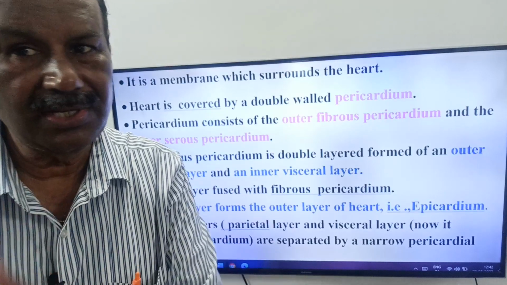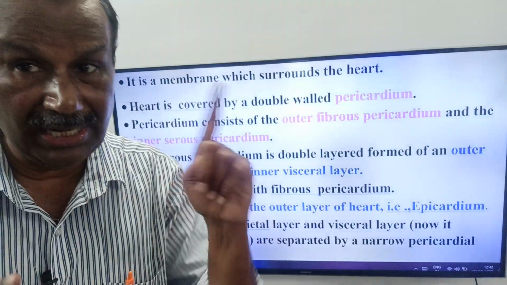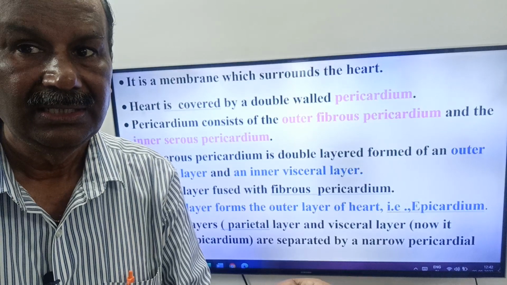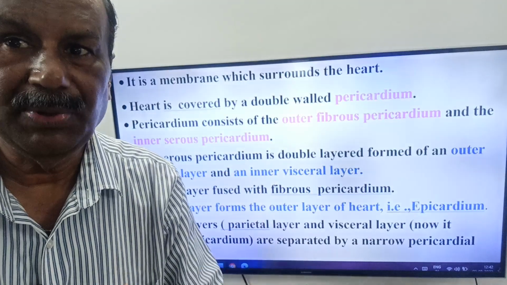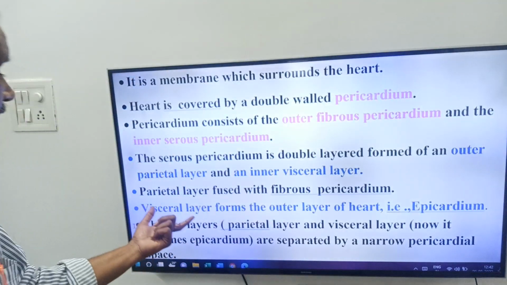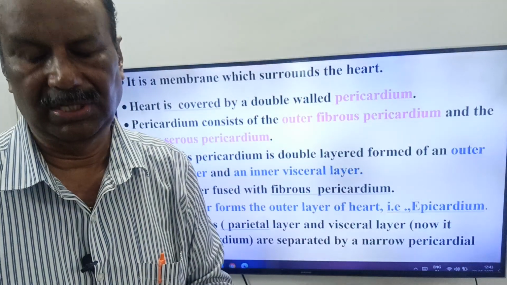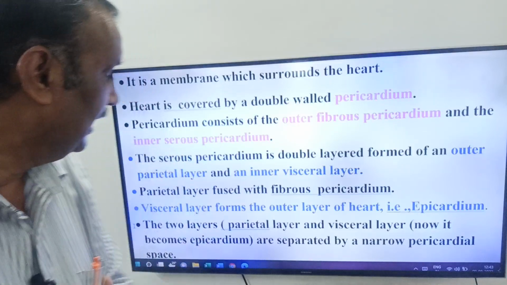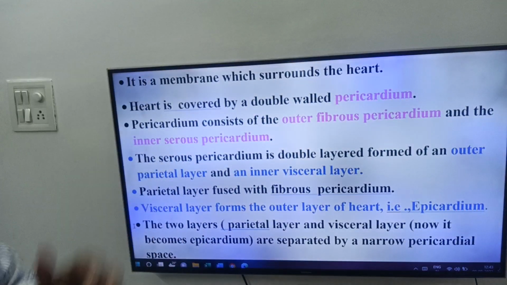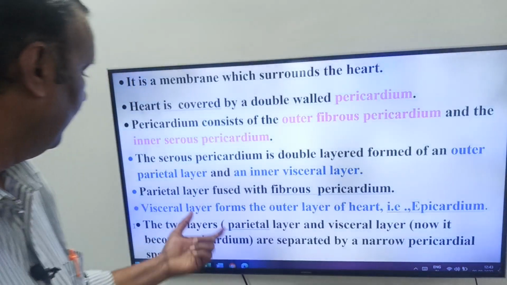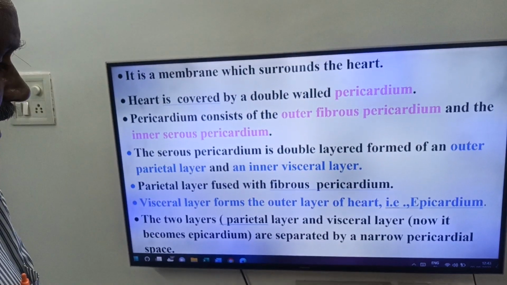Next we will discuss about the epicardium. What is epicardium? It is the outer layer of the heart. That epicardium is formed by whom, friends? By the visceral layer of the heart pericardium. Okay, friends. That is about the pericardium. Here important thing, friends. The two layers. What are those two layers?